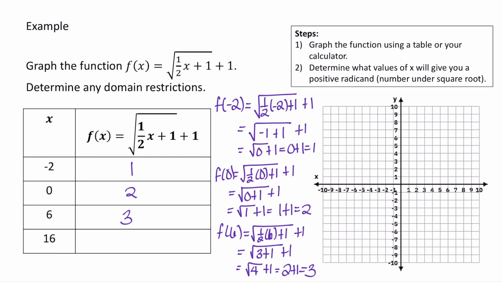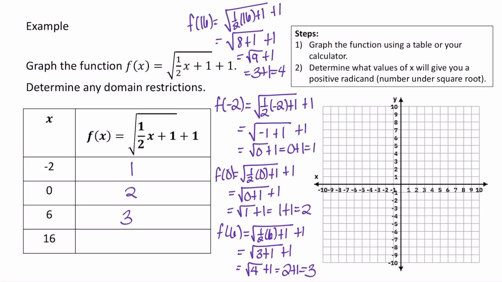And then finally, we have f of 16, so I'm just going to write it up here because I'm out of room. So it's the square root of 1/2 times 16 plus 1, plus 1, which is the square root of 8 plus 1, plus 1, which is the square root of 9 plus 1, which is 3 plus 1, which is 4. So now we can plot these points on our coordinate plane. So we have negative 2, 1; 0, 2; 6, 3; and we can connect these points to form the graph of our square root function.